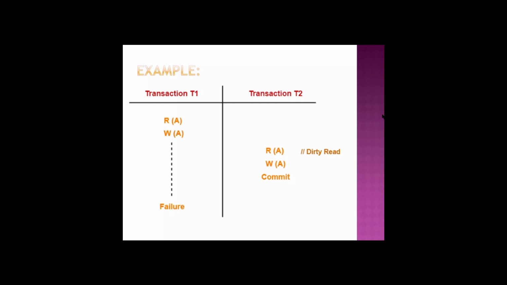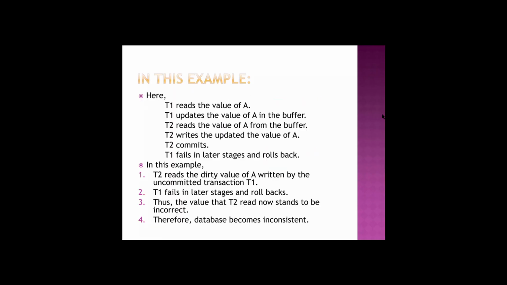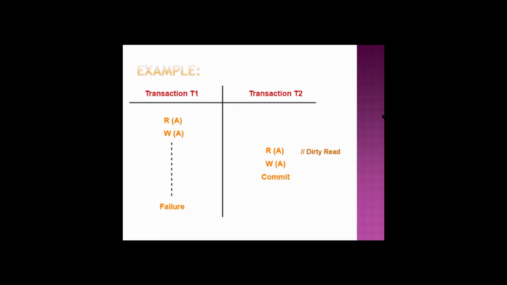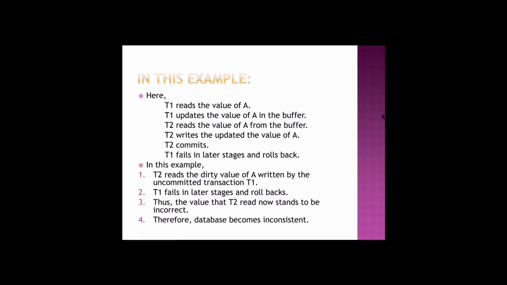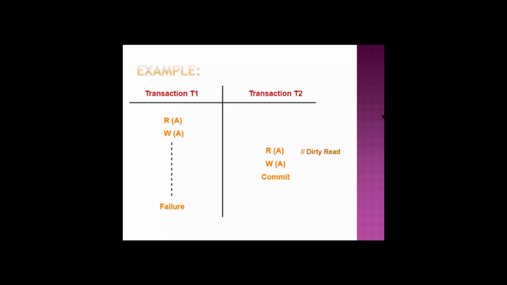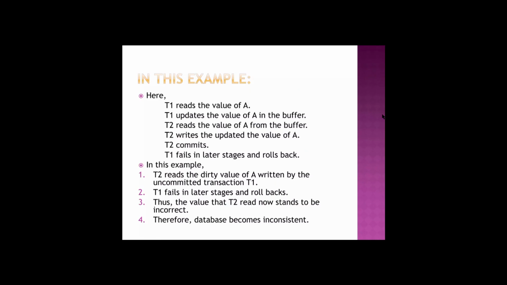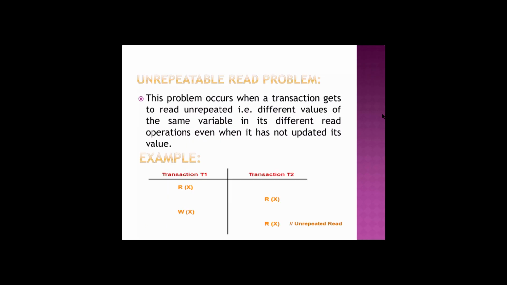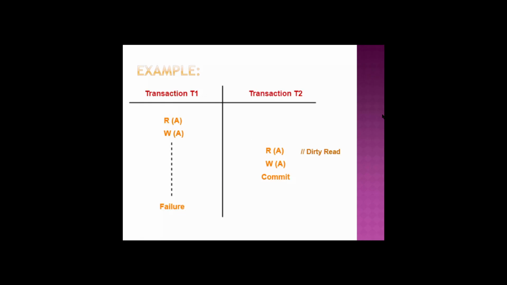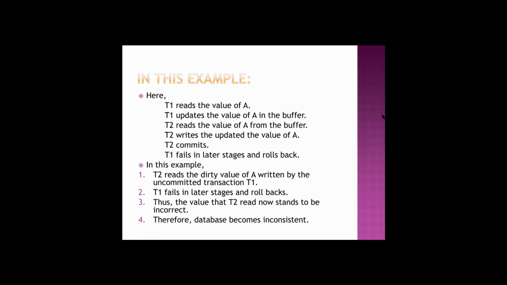There are two transactions, transaction 1 and 2, and this is the explanation of the example. T1 reads the value of A and then T1 updates the value of A in the buffer. Then T2 reads the updated value of A and T2 writes the updated value of A. But during that time, T1 has not committed its transaction and it later leads to failure, but T2 has committed its transaction beforehand. But T1 rolls back later.